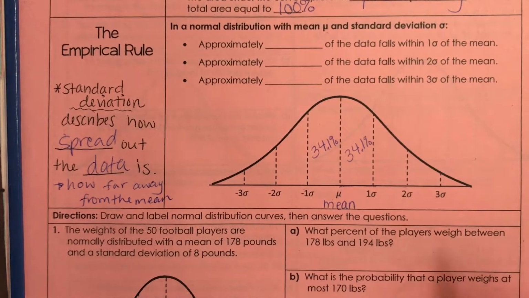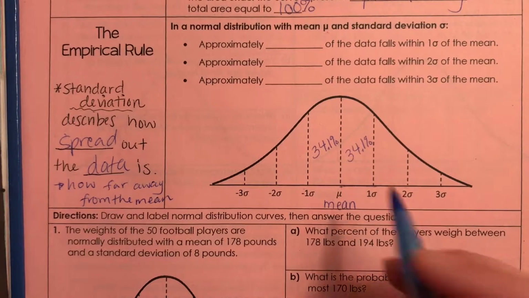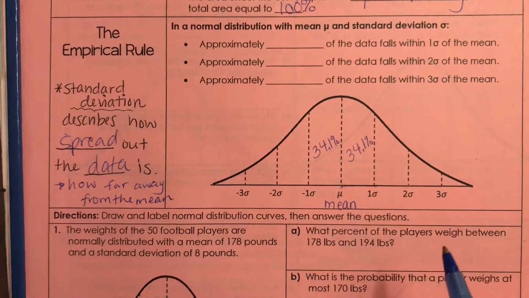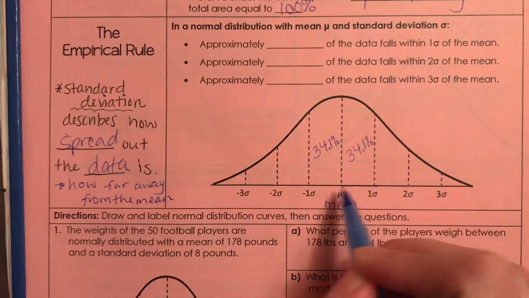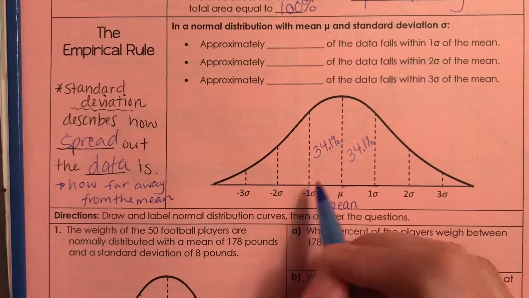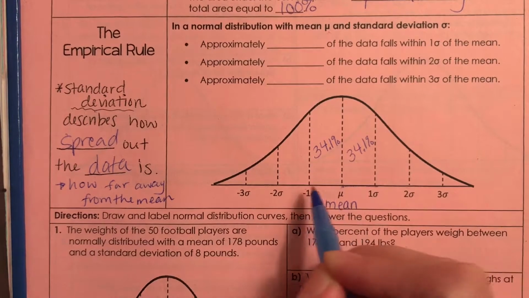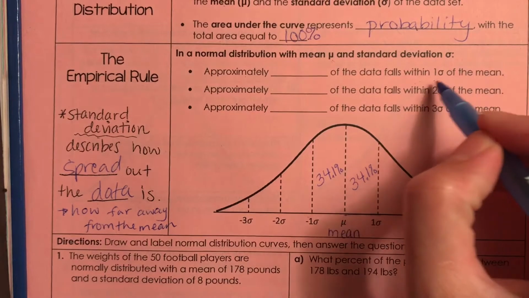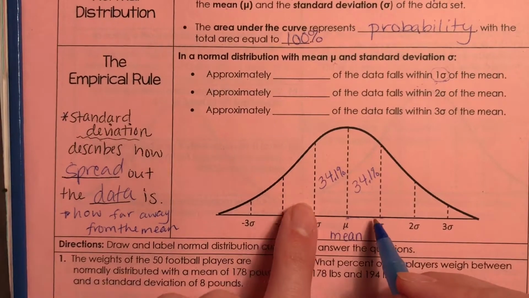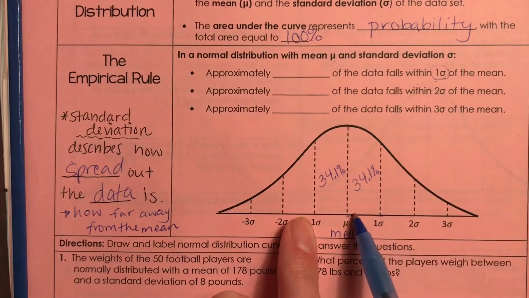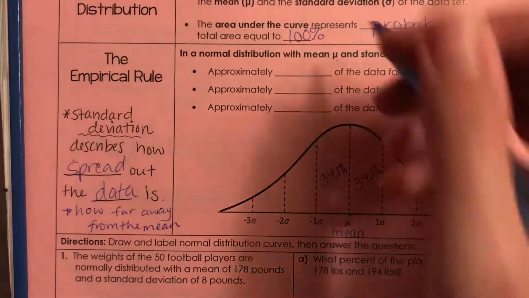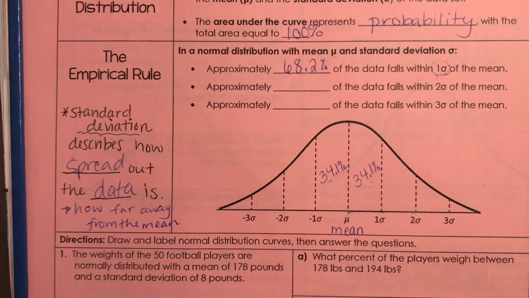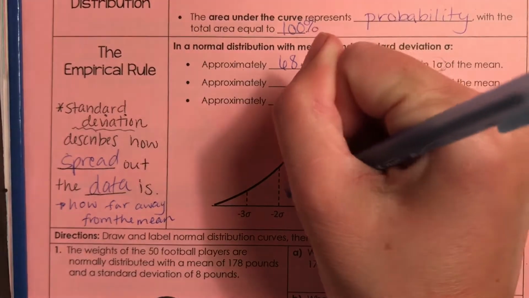If you're talking about height, the average height for a male is 5'10". A standard deviation could be 4 inches. So adding 4 inches or subtracting 4 inches, we get 5'6". So 34% of the population is between 5'6" and 5'10", approximately. Up here, approximately blank percent of the data falls within 1 standard deviation of the mean. That means within this area here, because this is within 1 of the mean both ways. If I add those two together, I get 68.2%. That's 34.1 plus 34.1.